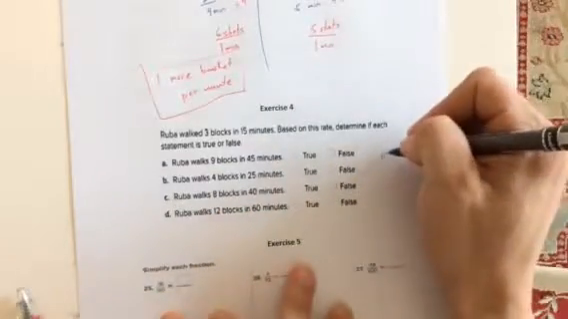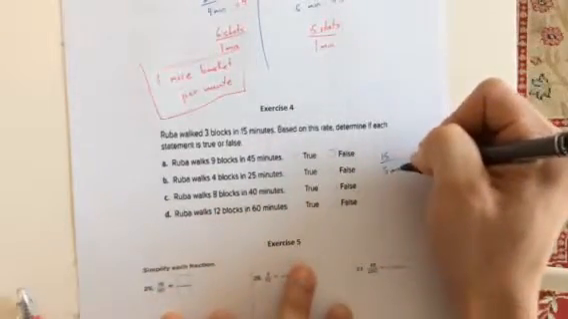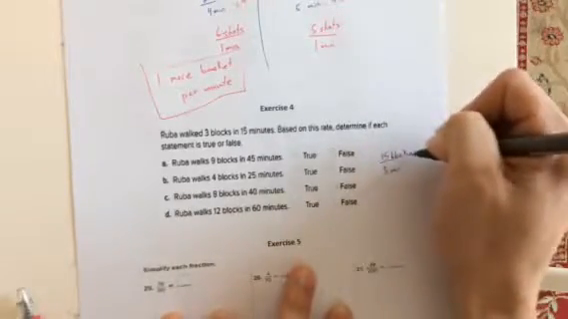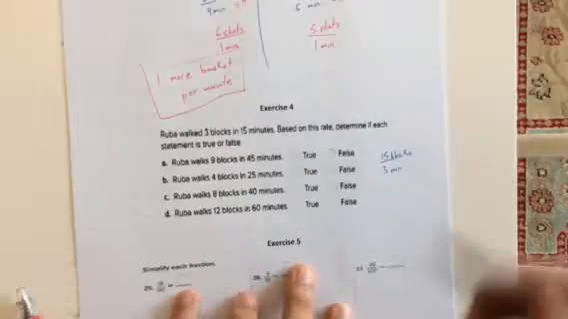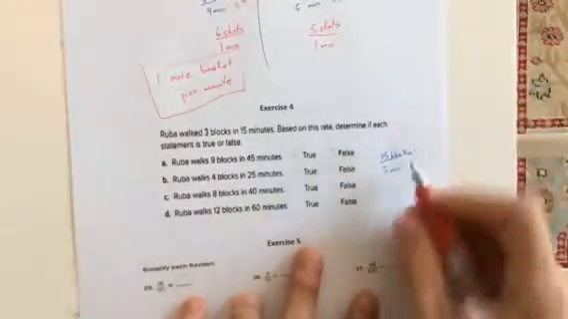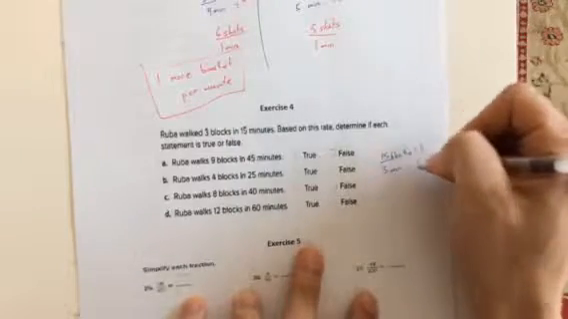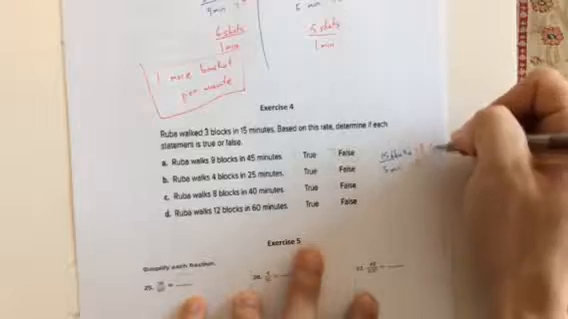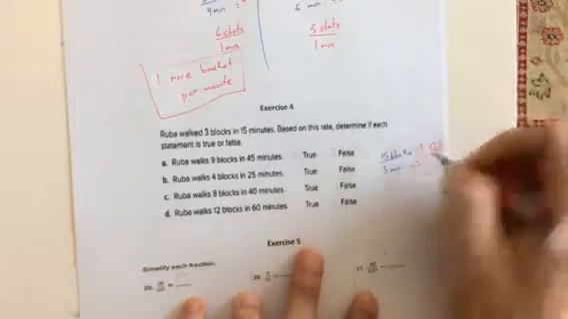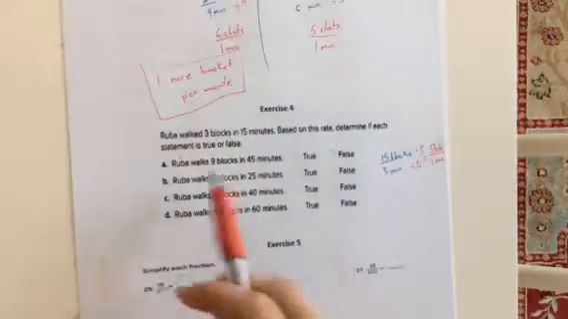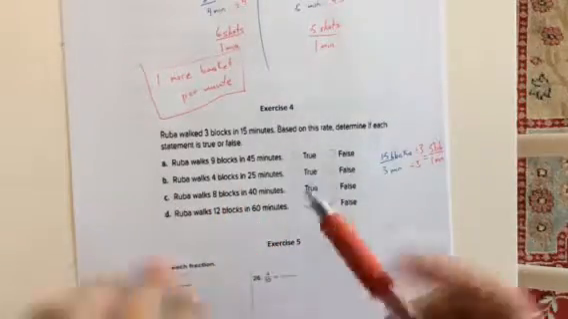So 15 blocks in 3 minutes. Again, we want to convert this into a unit rate. That makes it the easiest. Okay, so to do that, I want to divide by whatever's in my denominator on the bottom. So I'm going to divide by 3. 15 divided by 3 is 5 blocks over 1 minute. So Ruba walks 5 blocks in 1 minute.